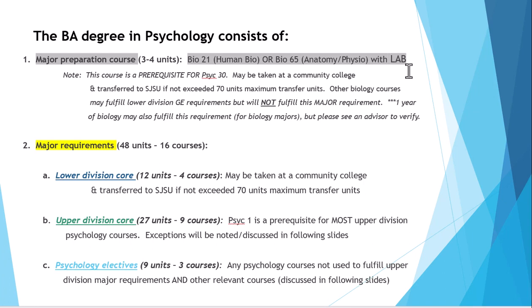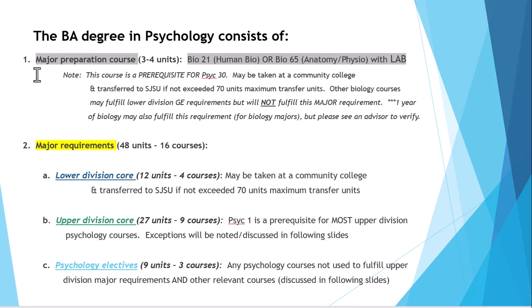One thing to also keep in mind is that you may have taken a biology course already that fulfills a lower division GE requirement, but the only biology classes that will fulfill this major requirement are human biology or anatomy and physiology with a lab. So if you have not yet taken either of those, you still have to take it in order to fulfill this major requirement.